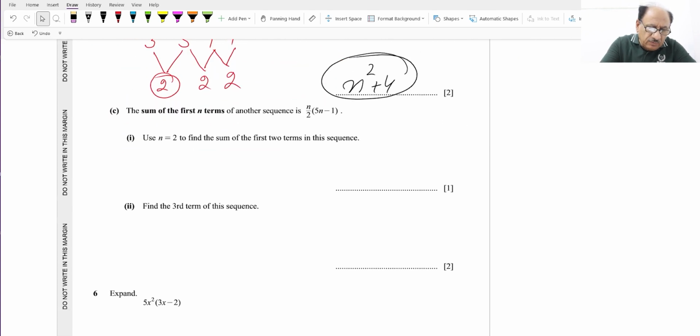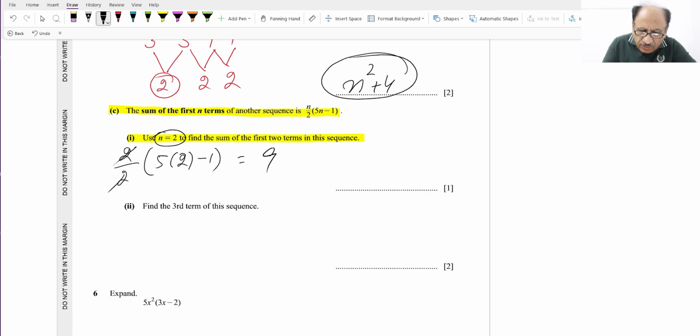The sum of the n terms of another sequence formula is provided. Use n is equal to 2 to find the sum of the first two terms in the sequence. So for first two terms, we will replace n is equal to 2. So 2 over 2, I will rewrite properly. So this will be 2 over 2 into 5 into 2 minus 1, and this will be gone, so it will be equal to 10 minus 1 will be 9, so 9 will be answer for 1 mark. Directly also you can answer for 1 mark questions.